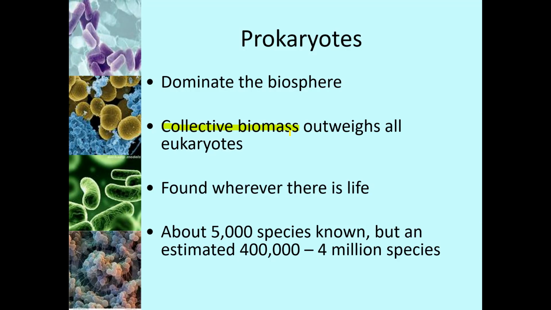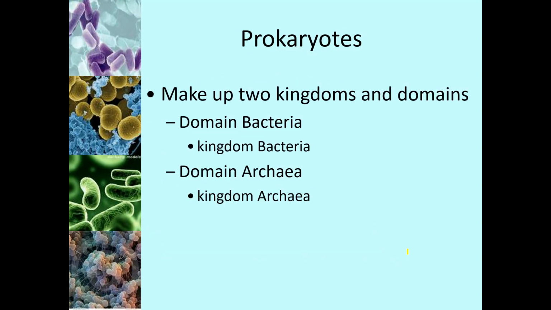Prokaryotes outnumber everything. They are found everywhere. If life is possible, you will find prokaryotes there. In fact, there are going to be places on the planet where probably only prokaryotes exist because eukaryotes have not been able to survive there. So we have about 5,000 known species, but look at the estimate. 400,000 to 4 million species are probably out there because they're in places that we really can't even study and visit. And, of course, they're microscopic, so we can't easily see them with the naked eye.